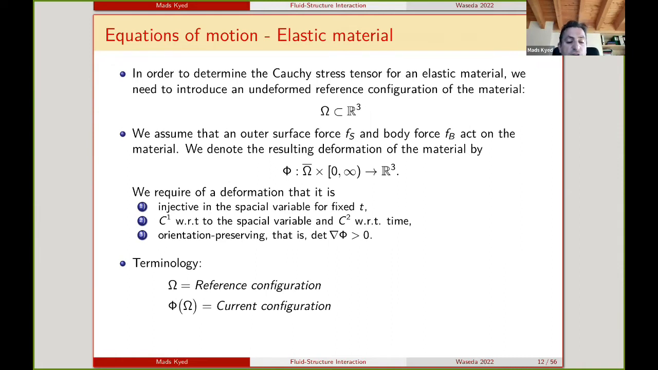A bit of terminology. My undeformed reference configuration I will refer to as the reference configuration. Sure enough, I used that word already. The deformed configuration I will call the current configuration. So when we work with elastic models, we always have to distinguish between the two, the current configuration and the reference configuration.